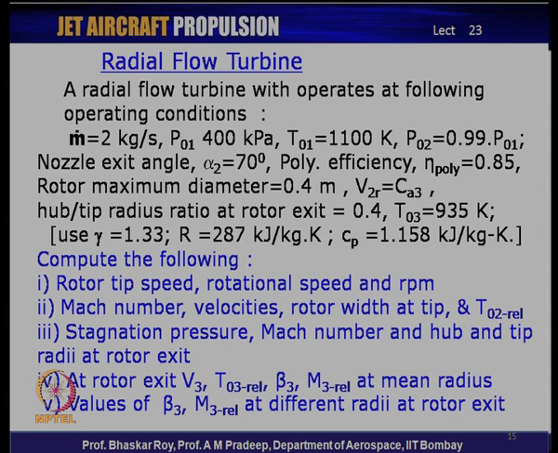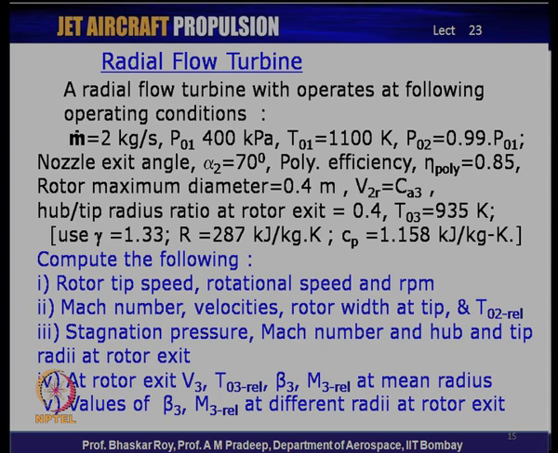So, the axial velocity at the exit is to be taken as equal to the relative radial velocity at the entry to the rotor. The hub to tip radius ratio is 0.4 and T03 at the exit is 935 K. The thermodynamic parameters prescribed here are gamma equal to 1.33, R equal to 287 J/kg K, and Cp as 1.158 kJ/kg K.